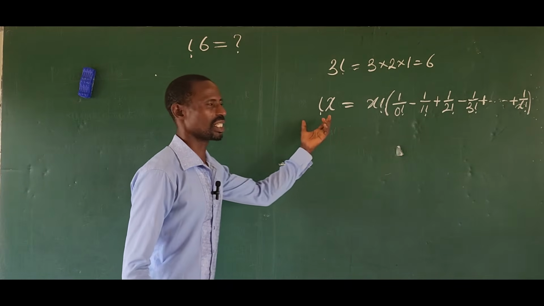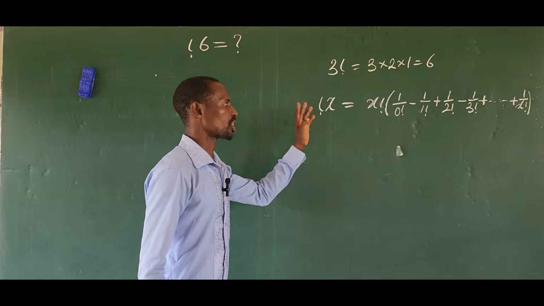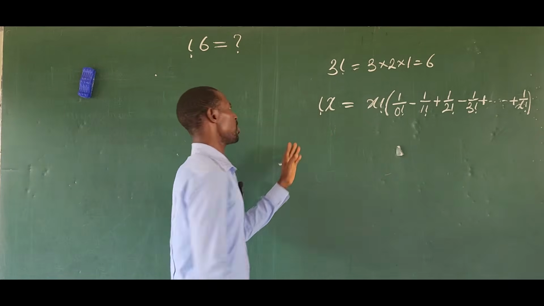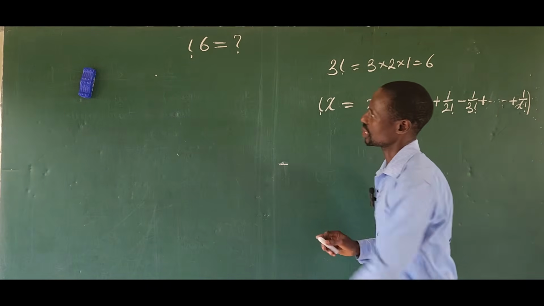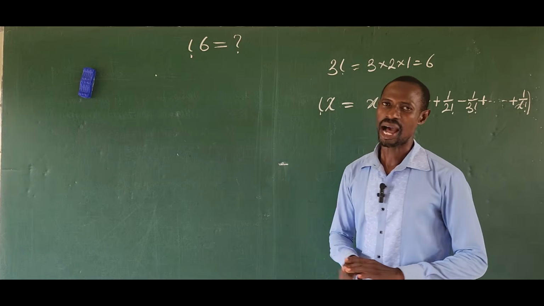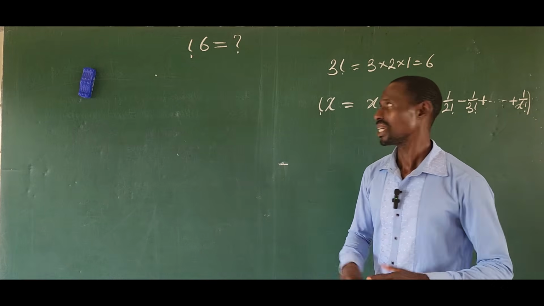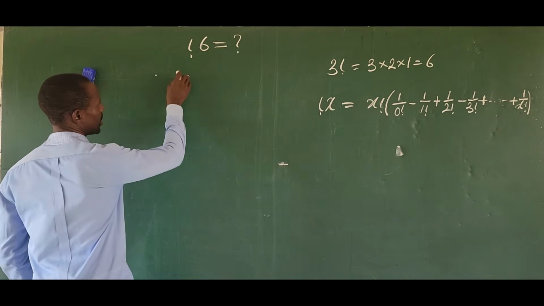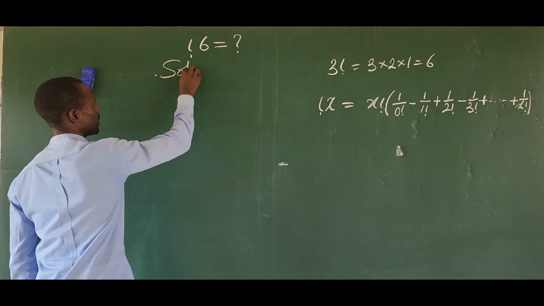So this is the definition of our subfactorial, right? Now we have a subfactorial of 6. How do we get the value of this? This is simple, right? So this is going to give us, let's take our selection here.